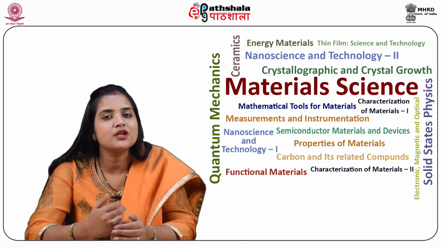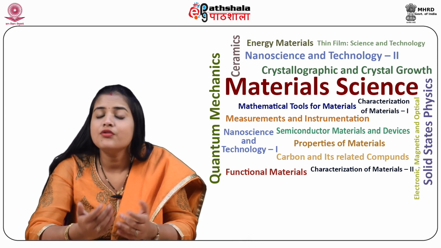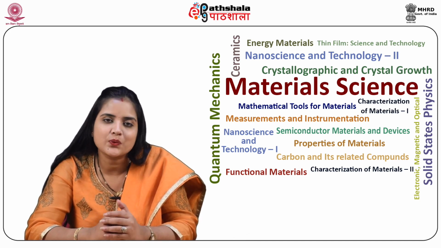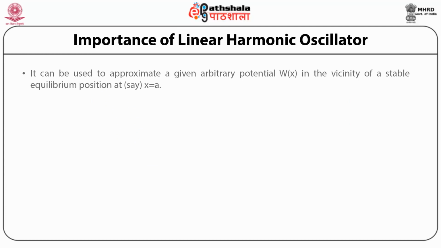Such a parabolic potential is found to be of great importance not only in quantum mechanics but in classical physics as well. Now, we discuss the importance of linear harmonic oscillator. It can be used to approximate a given arbitrary potential W of x in the vicinity of a stable equilibrium position at, say, x is equal to a.